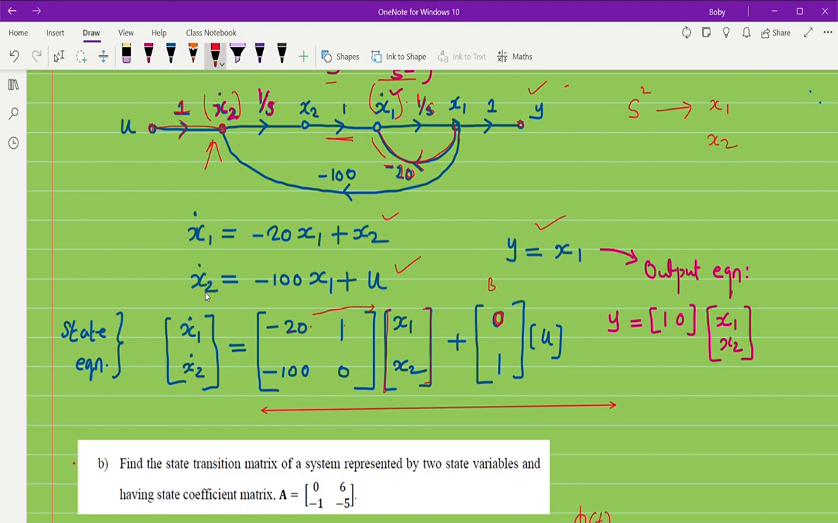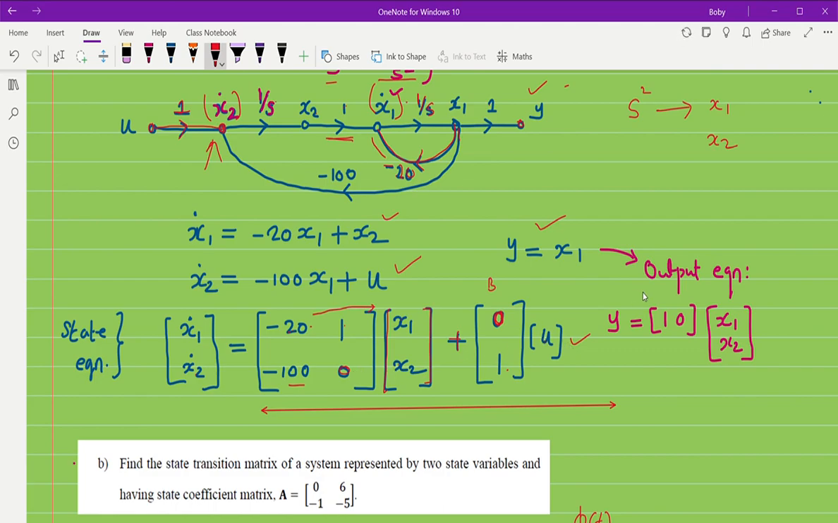So x2 dot, what is x2 dot? Minus 100 times x1, and in the x2 term that is 0, plus 1 into u. So the B matrix's second element, the second row, becomes 1. So this is the state equation.